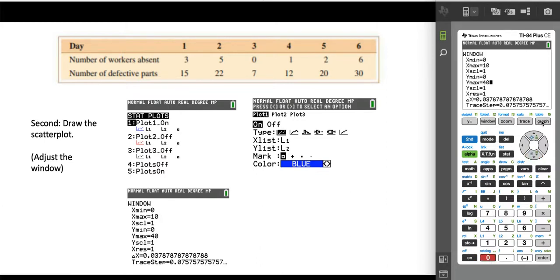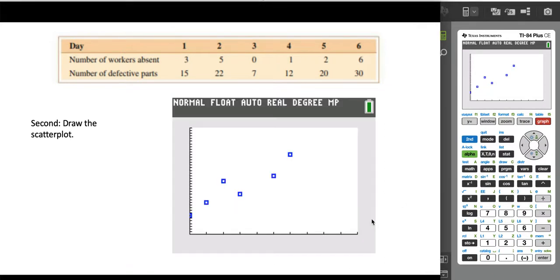And now I'm going to press graph and look at that graph. And that's the scatter plot. I have it saved on the PowerPoint. So that's all these points. This point 3, 15, this must be 0, 7, this must be 1, 12, 2, 20, 3, 15. I'm just looking up here at the information that we were given.